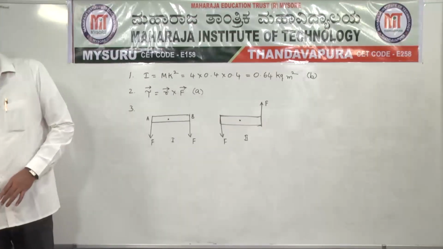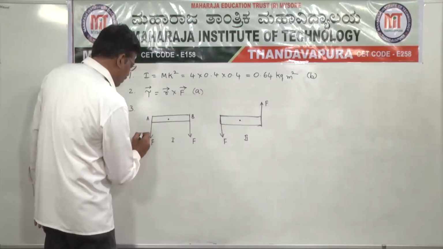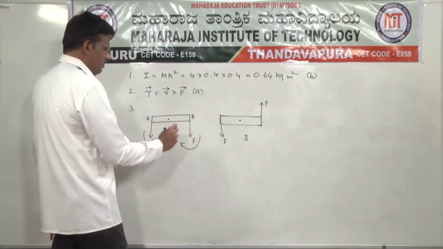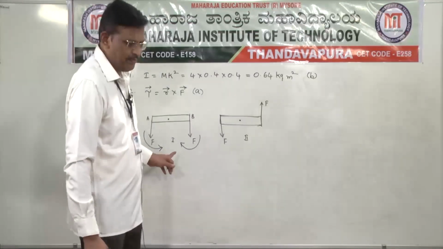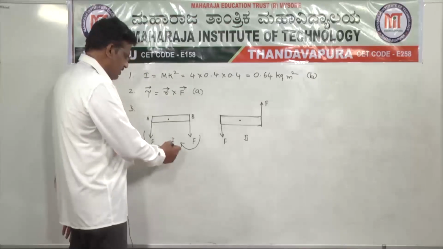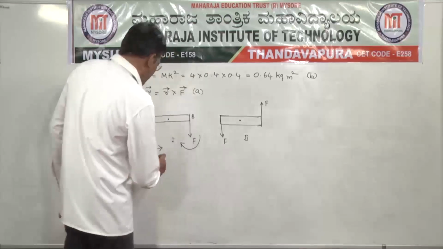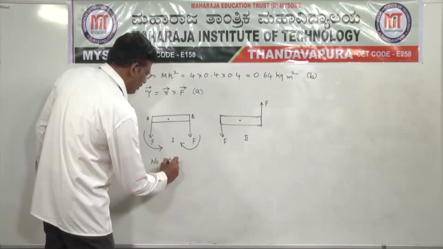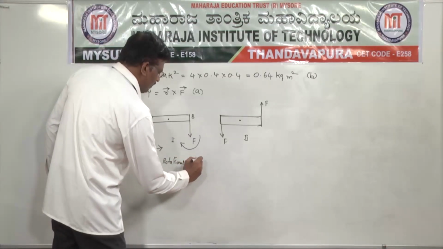In the first diagram, see, forces are acting, this in one direction and this in another direction. One is in the clockwise direction, one in the anti-clockwise direction. So the torques are acting in opposite directions in the first diagram and cancel each other. So there is no rotational motion in the first diagram.